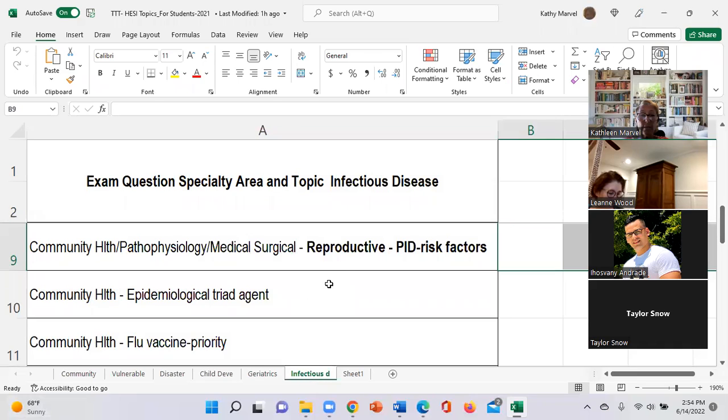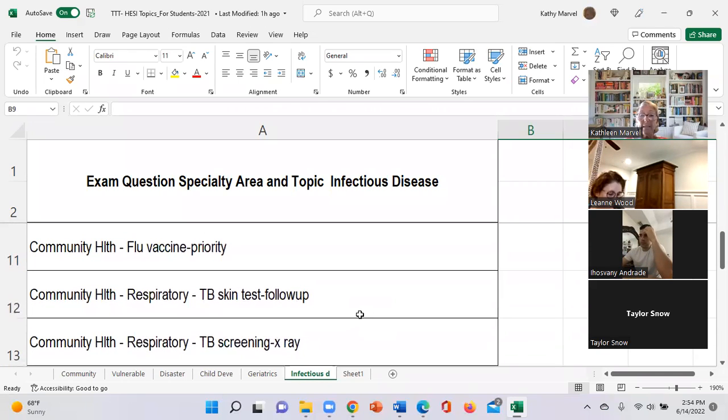Okay, and then the last section is infectious disease. Some areas that are covered are pelvic inflammatory disease risk factors. So I would know those. Epidemiological triangle. What about flu vaccines makes them a priority? I don't know what the question is, but why are flu vaccines important? Who is the most vulnerable population that should be getting them? Maybe what population is a priority to get the flu vaccine?